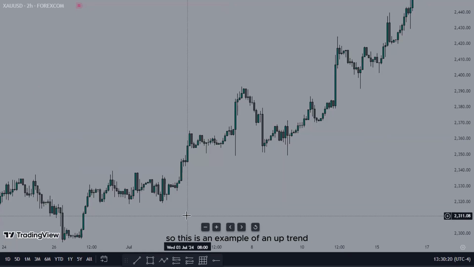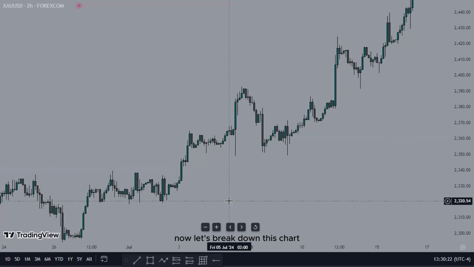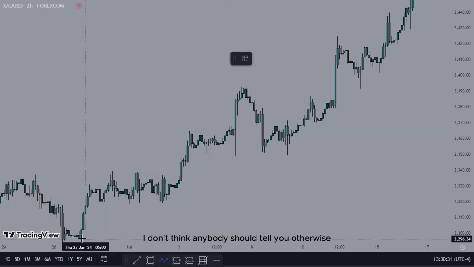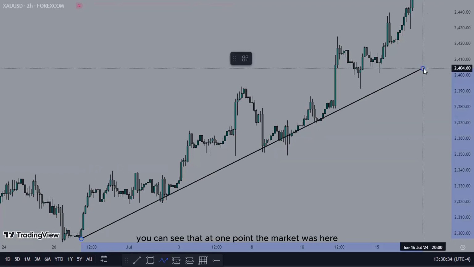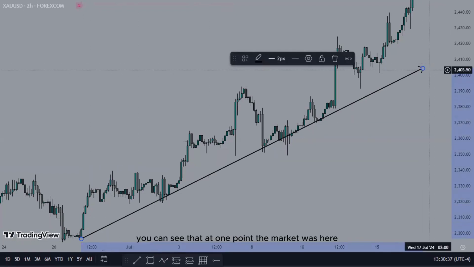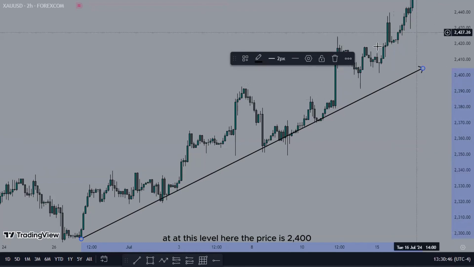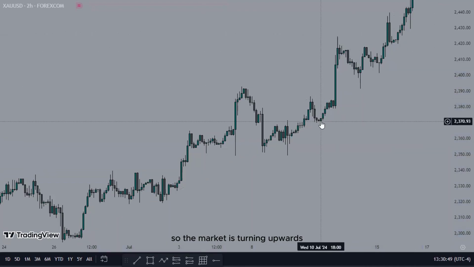So this is an example of an uptrend. Now let's break down this chart. Let's dissect this chart top down. All right, now looking at this chart, I don't think anybody should tell you otherwise. This is a clear trend. You can see that at one point the market was here and now the market is up here. This is the value. At one point the price was 2,310, at this level here, the price is 2,400. So there's an increase in price. So the market is trending upwards. It's clear, right?